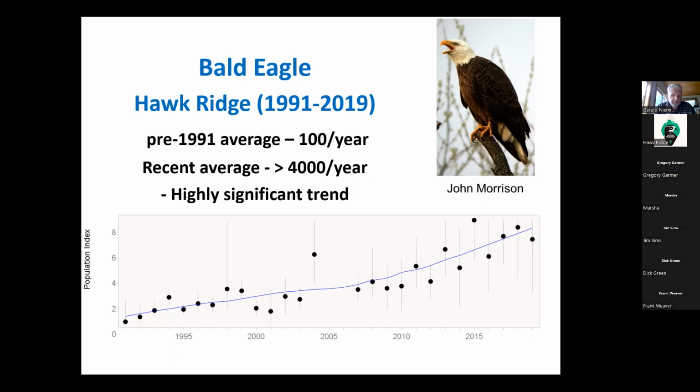Now the recent average, because this is a population index on the left-hand side, doesn't tell you how many were actually counted, but it's an index of population. The later counts at Hawk Ridge now have been exceeding 4,000 birds. So you can see just an amazing recovery of that. And anybody that knows anything about birds and has been out, it's just been fantastic to see how many eagles are out there today. So this is a highly significant population increase.